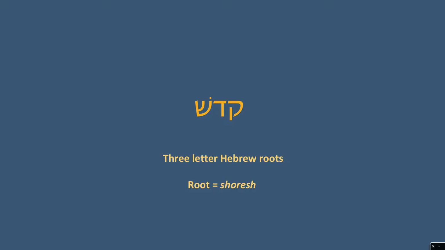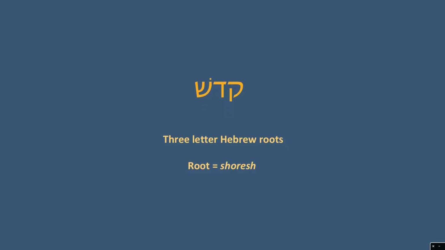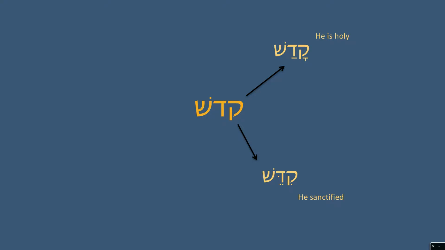So here you can see Kuf, Dalid, Shin. These three letters, these three consonants, make up a basic Hebrew root. And the Hebrew word for root is a shoresh. So I can say that the shoresh of this particular cluster is Kuf, Dalid, Shin. Once we have the three-letter root, Hebrew will then begin to create different kinds of verb forms, even nouns and adjectives, based on a particular root.